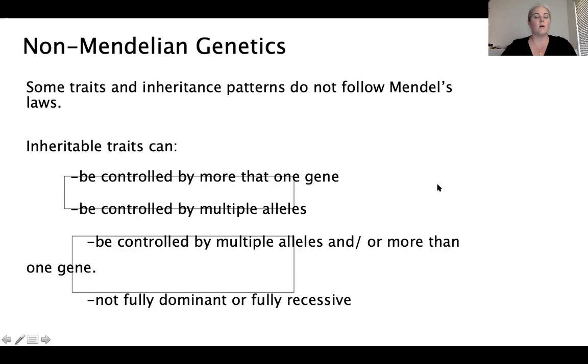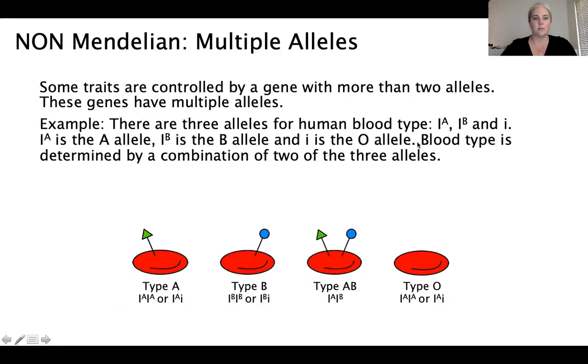So these are all the patterns of inheritance that do not follow Mendel's laws, and there are quite a few of them. And what we find more often than not, as we explore human genetics and get to know more and more about humans, is that fewer and fewer of our traits are actually due to Mendelian genetics. Most of them are due to what we call non-Mendelian genetics.